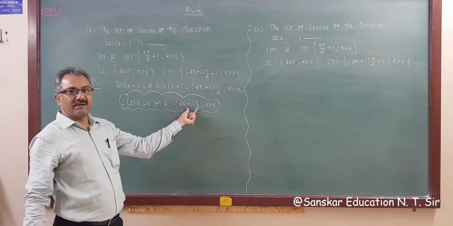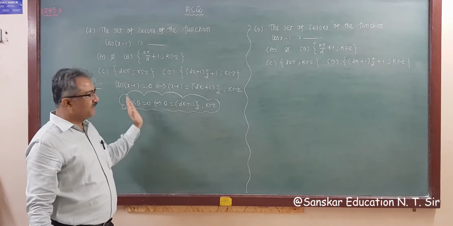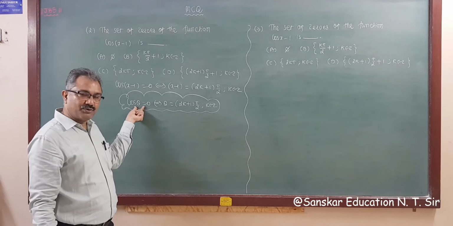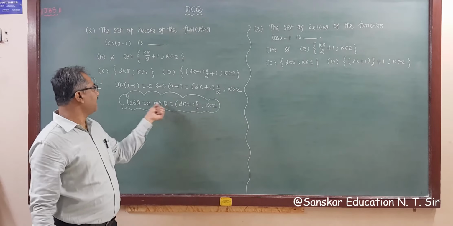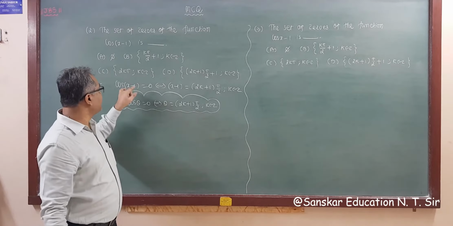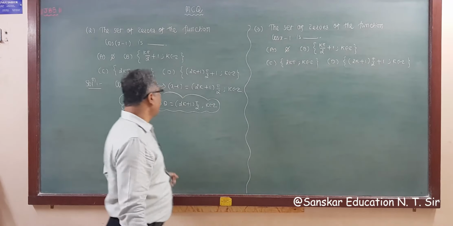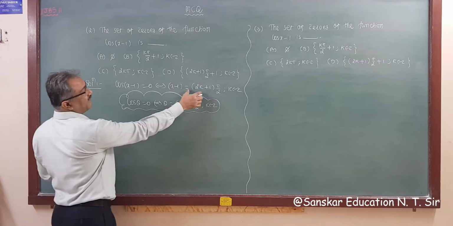You have to remember this thing only, but if you want to write it properly, then cos x is equal to 0, that is cos θ is equal to 0. This implies θ will be the angle. This angle is here x minus 1, and here it is only x. So that is the difference, right? So using this, we are writing this.